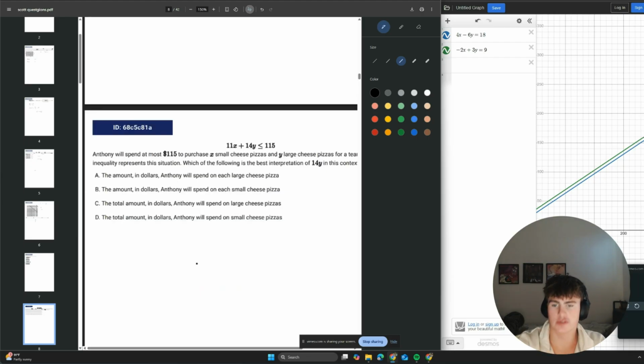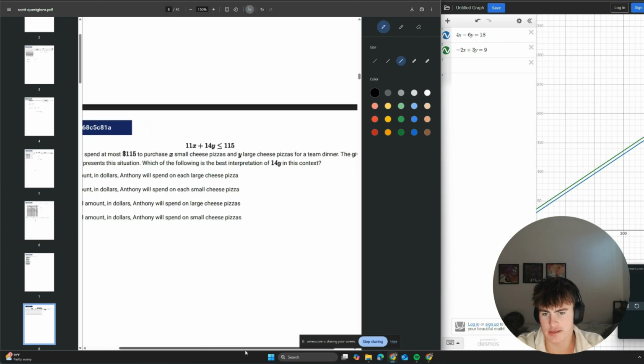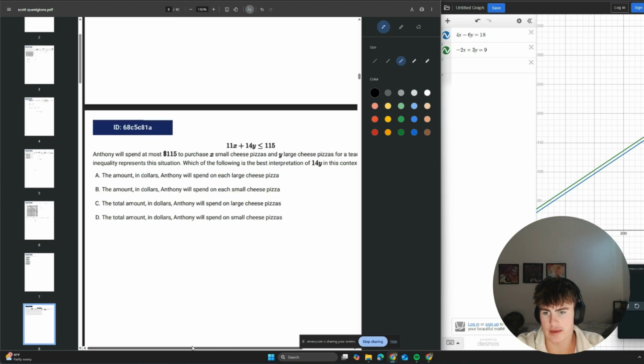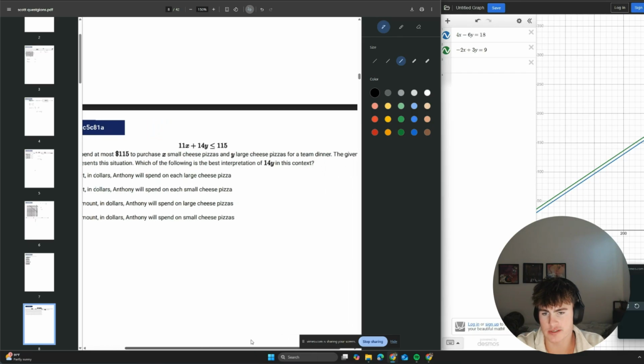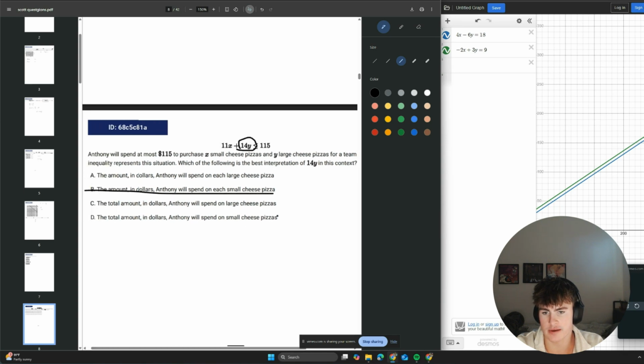Anthony will spend at most $115 to purchase X small cheese pizzas and Y large. The given inequality represents this. What is the interpretation of 14y? So 14y is something to do with the large pizzas, because y is large pizza, so it's not B, it's not D.